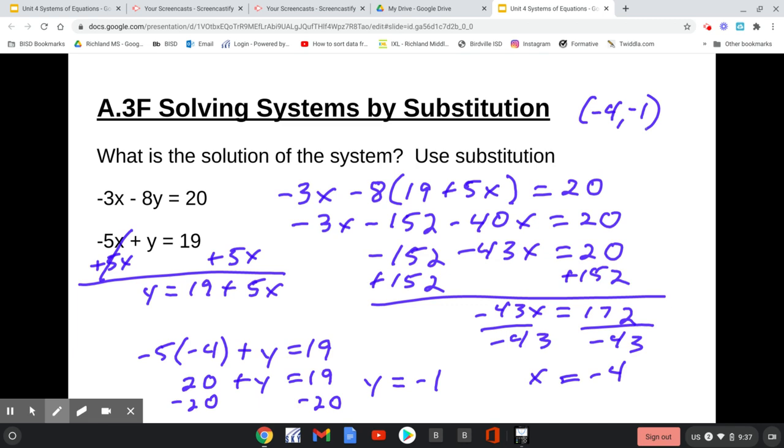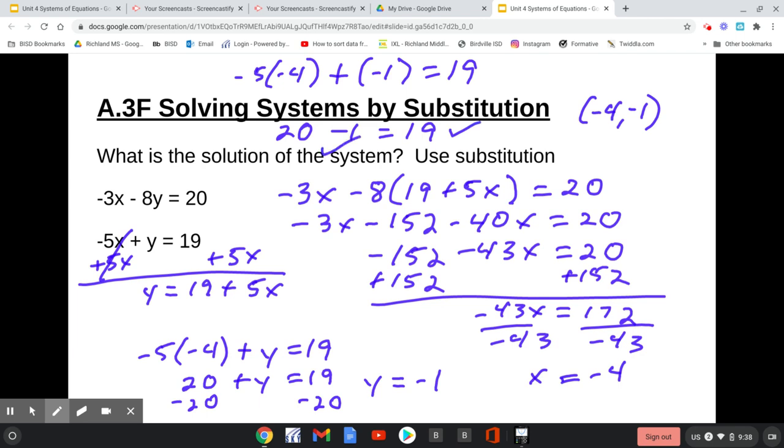And like I said a minute ago, we can check it. We know x is negative 4. So negative 5 times negative 4 plus, well, y is negative 1, equals 19. And we have a negative times a negative, which is 20, minus 1 equals 19. And we know that it is.